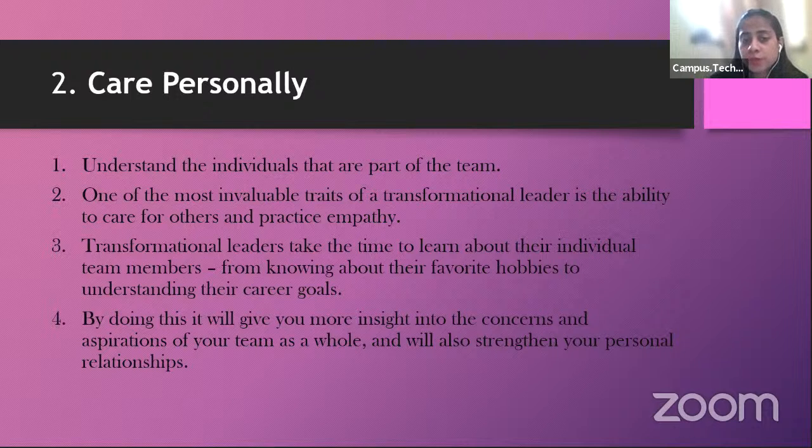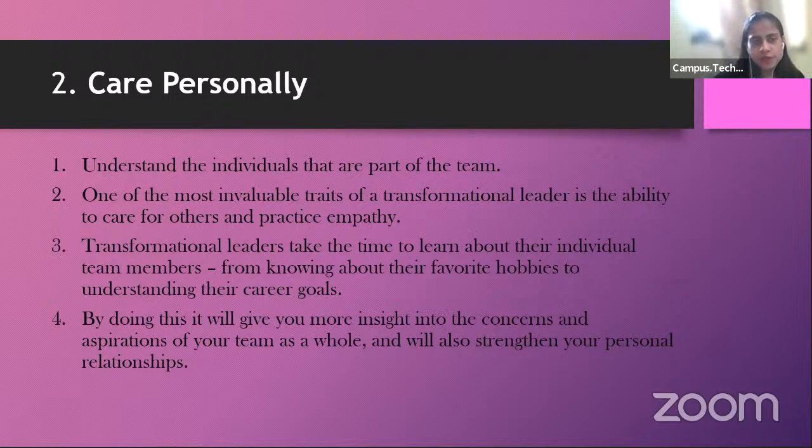One of the most valuable traits of transformational leadership is the ability to care for others and practice empathy. Under this leadership style, leaders care for others. They have a close bond, a close relationship with each individual. They care for them personally and they also practice empathy.